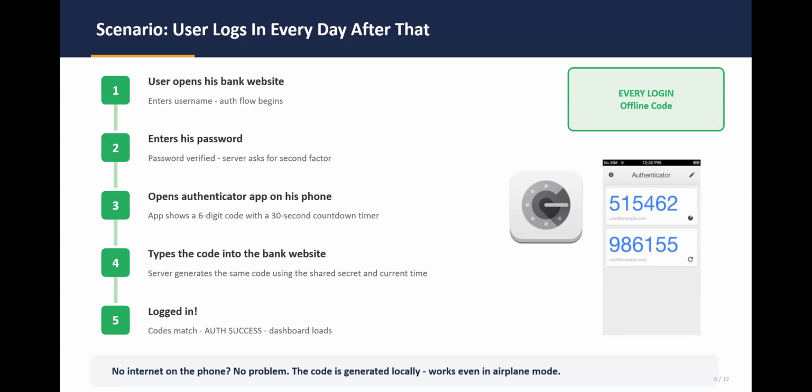And here's the key part. The user's phone did not even need the internet or a cellular connection for any of this to happen. The code was generated directly on the device. He could have been on airplane mode as well.